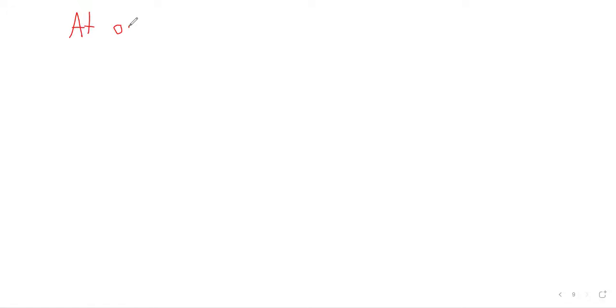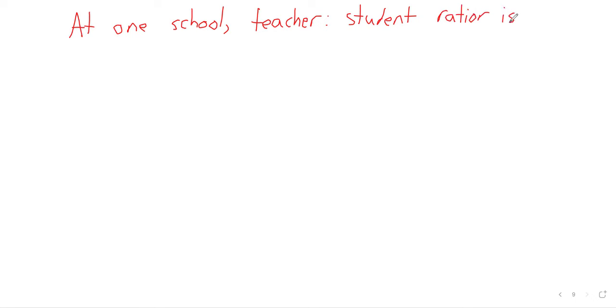So at one school, the teacher-student ratio is 1 to 30. And let's say we decide that's too high. Like Shadron's doing a lot of accreditation stuff right now. In some programs, you're just not allowed to have a teacher-student ratio like this. The Higher Ed Commission will come in and say you cannot call yourself an accredited school unless you get this ratio down.